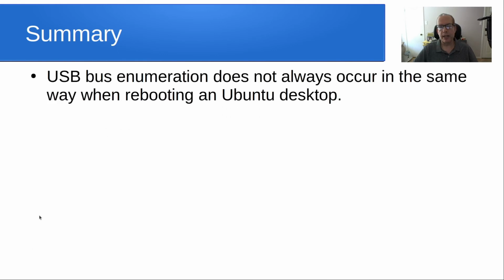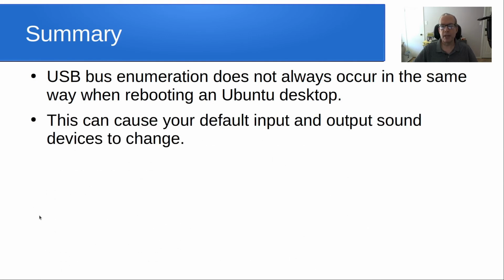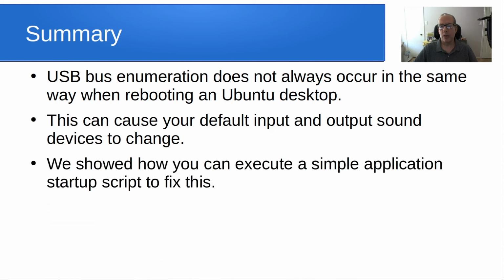So in summary, USB bus enumeration does not always occur in the same way or the same order when rebooting an Ubuntu desktop. This can cause your default input and output sound devices to change. We showed how you can execute a simple application startup script to fix this.